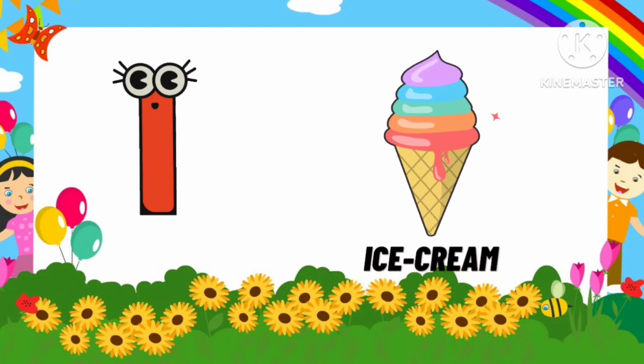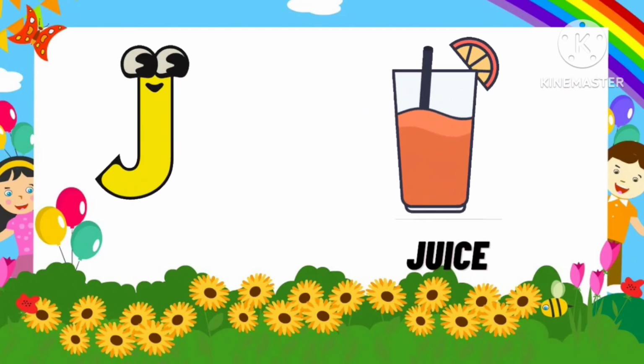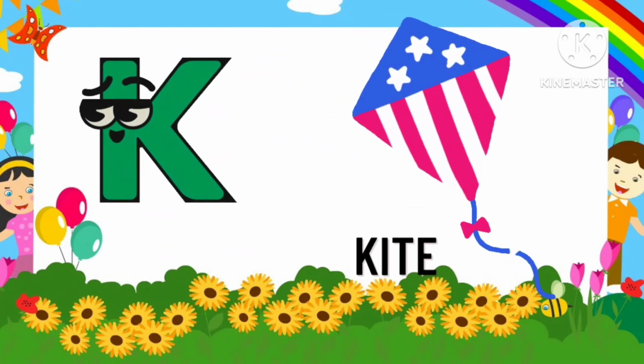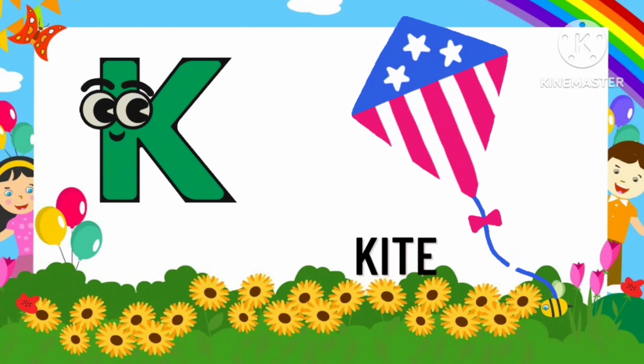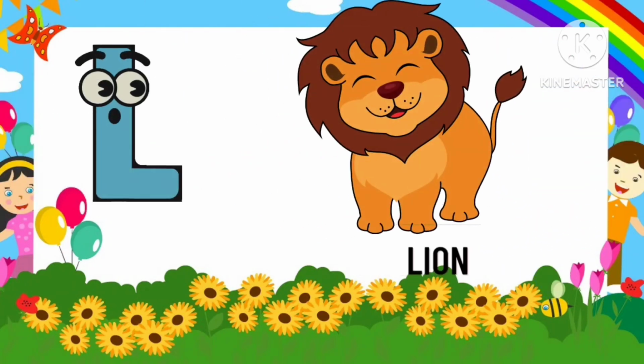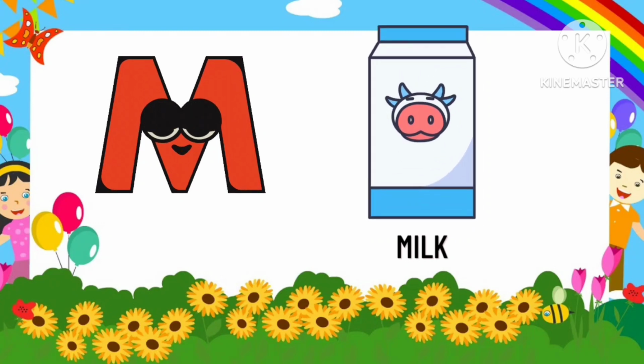J for juice. K for kite. L for lion. M for milk.